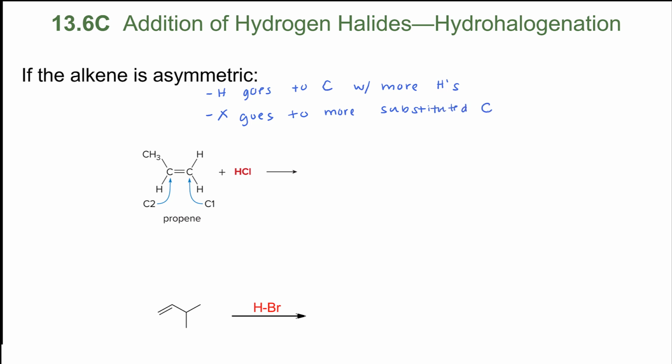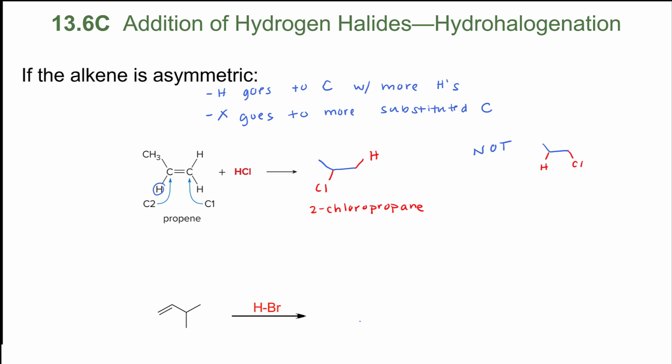So in the example with propene, this is not symmetric. The first carbon here has two hydrogens on it, and the second one has only one hydrogen. So here's my carbon skeleton. The hydrogen is going to the carbon with more hydrogens, so it can be surrounded by its friends, and the chlorine is going to go to the other side. This is 2-chloropropane. So we don't form 1-chloropropane.